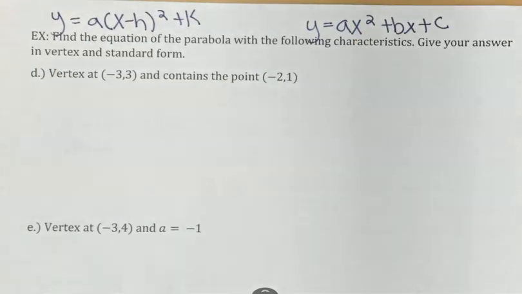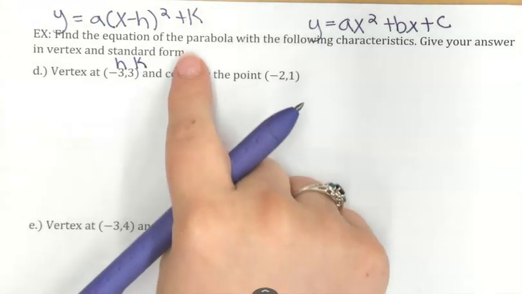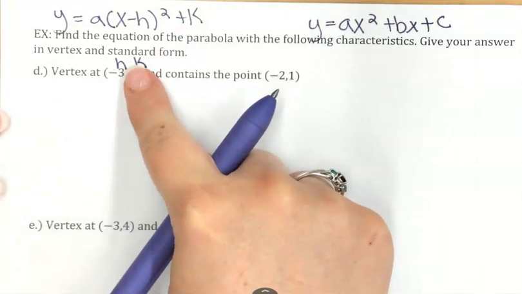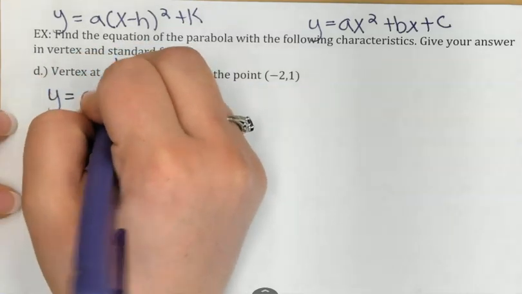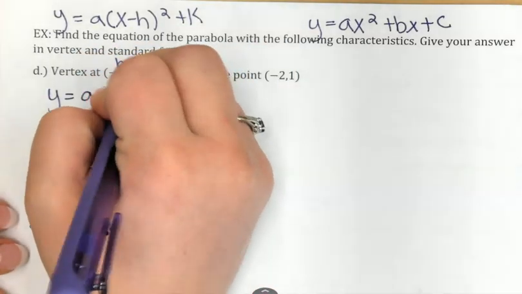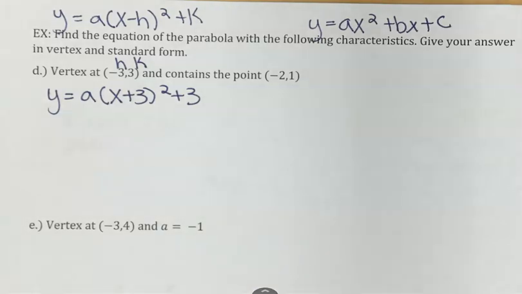So let's start with, I'm given the vertex and a point. Now the vertex tells me what h and k are. So I'm going to focus on my vertex form first. Now if I plug in those h and k values, that would be a times x. If I have minus negative 3, that becomes plus 3 and 3. So the only thing I don't know is a.